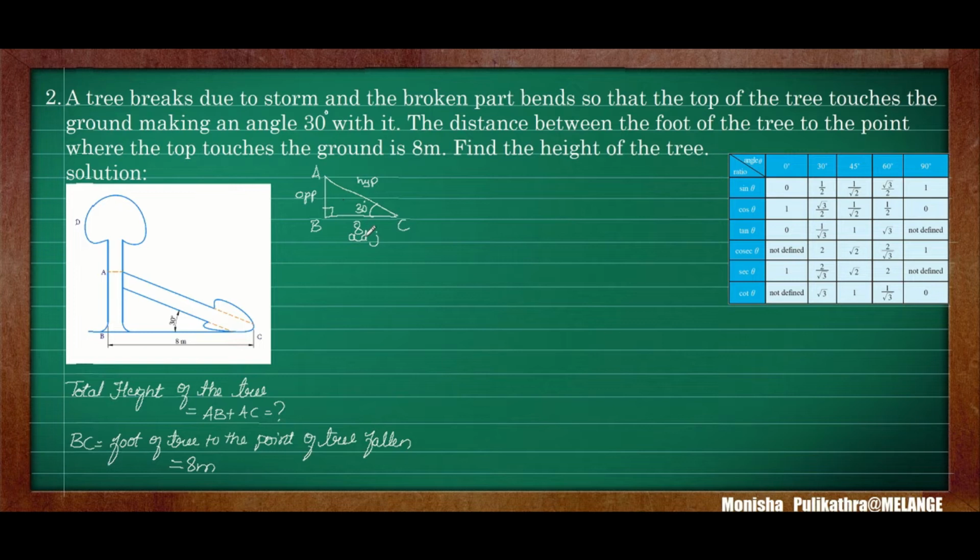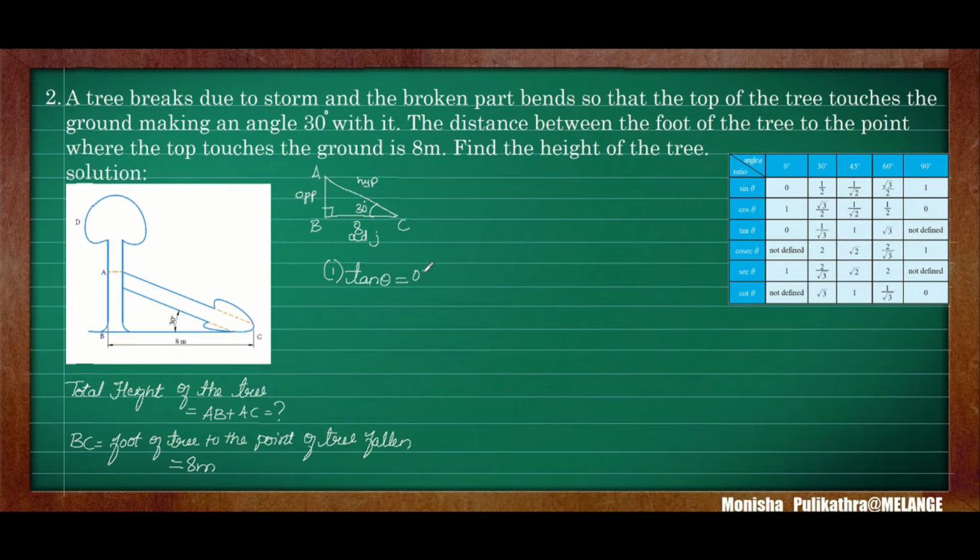So opposite by adjacent is tan theta. So in the first case we can take tan theta. You can opt for any ratio, either tan, cos or sine, but we have to keep in mind where the value is given and what we have to find out. Here the opposite side is not given but the adjacent side is given and the angle is also given. So by this, the opposite side can be calculated by using tan theta.